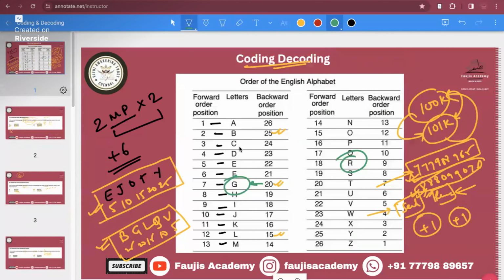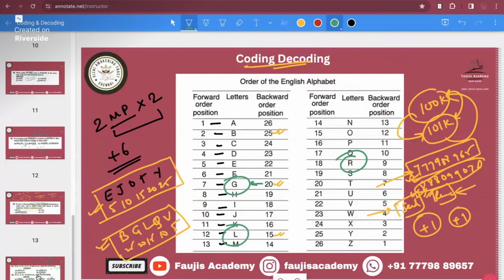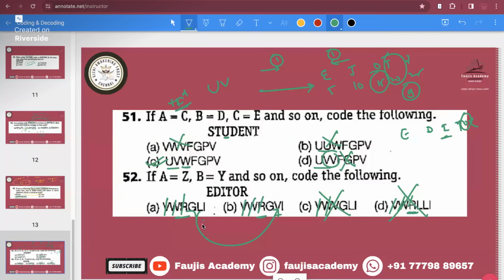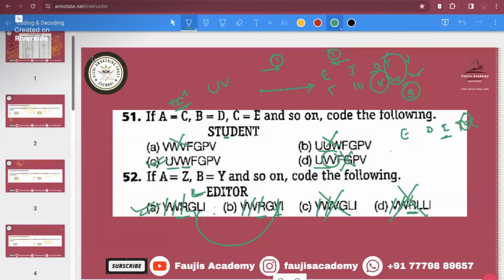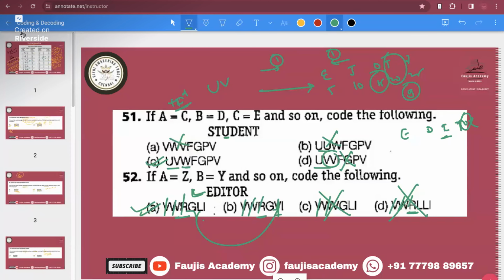That is why I was telling you, remember it. 15 from the right, where is this? This is L. Write it down. If you don't know, just write it down. L will be the answer. Instead of V, it should be L. So which one is your answer? A will be your answer. Right, guys? So with this, we came to an end of coding decoding.